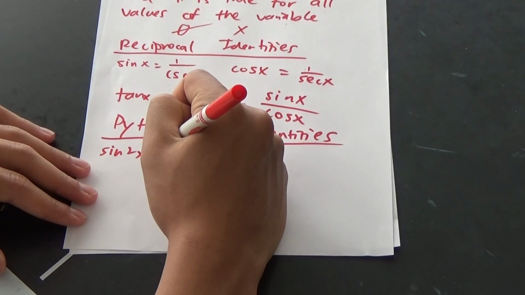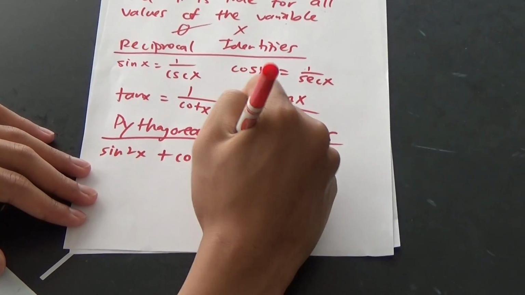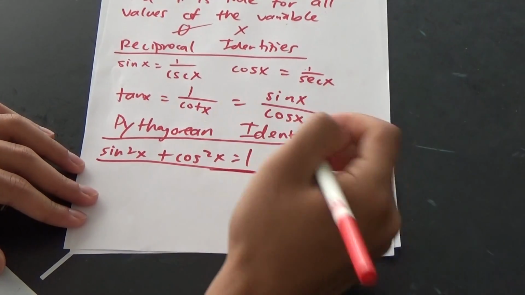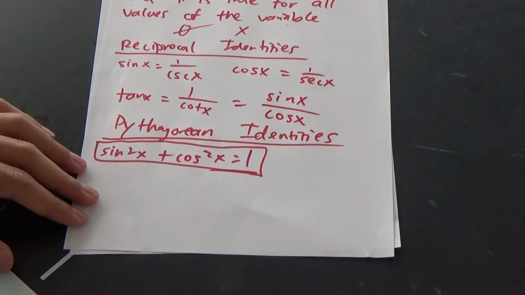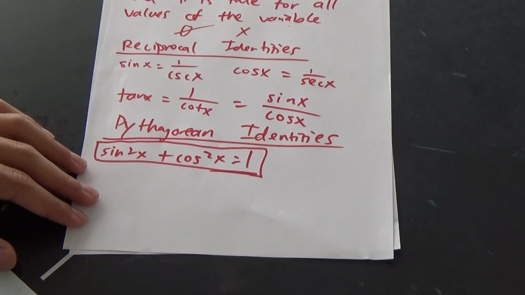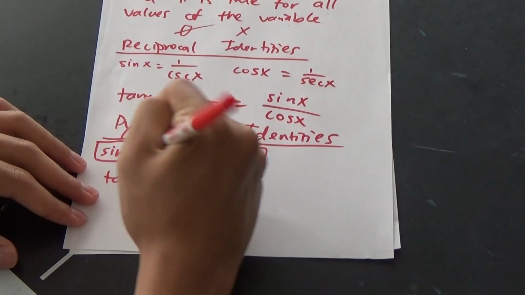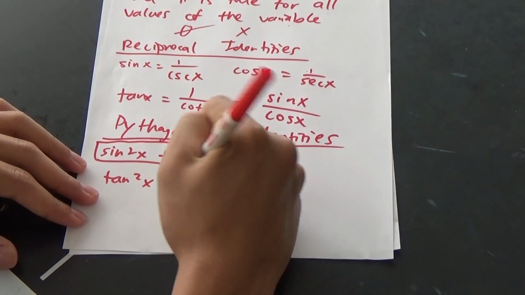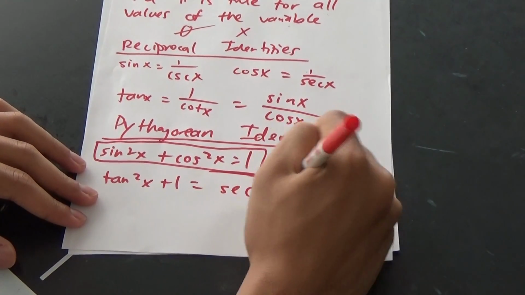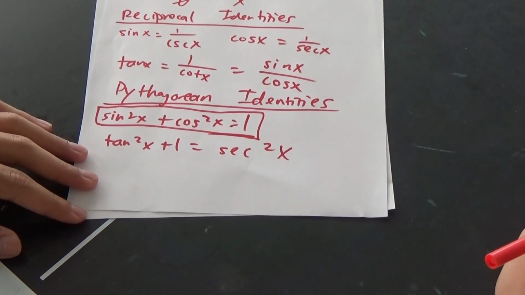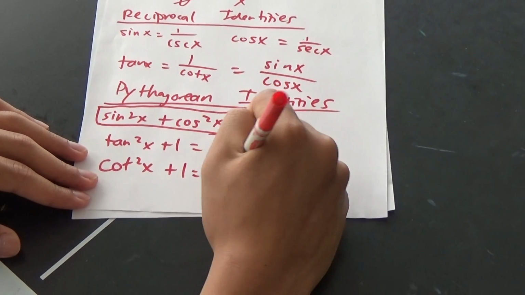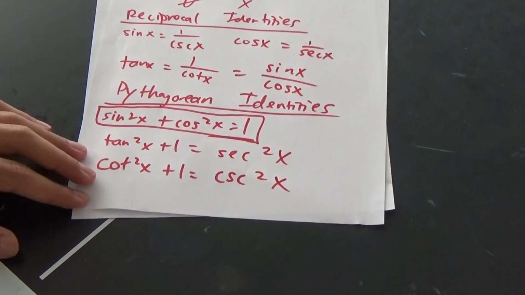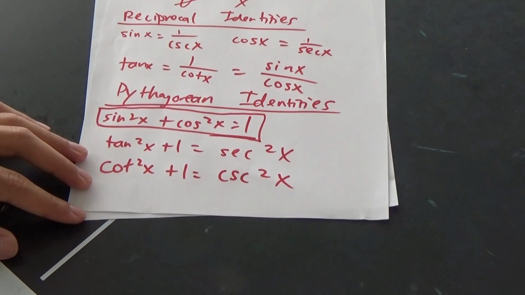Sine x squared plus cosine x squared equals 1. You've probably seen this one before. This will be one of the most important identities you'll ever deal with. It'll come up a lot, let me just tell you that. And you have tangent x squared plus 1 equals secant x squared. Also have cotangent x squared plus 1 equals cosecant x squared.